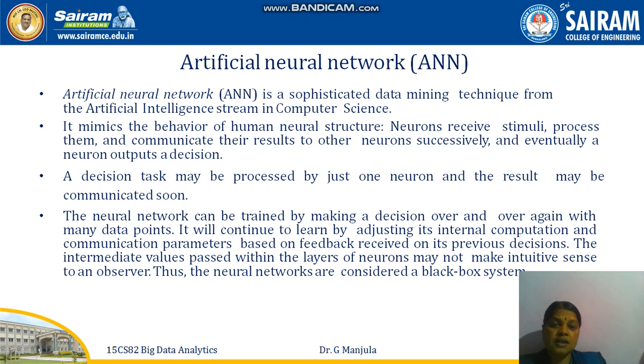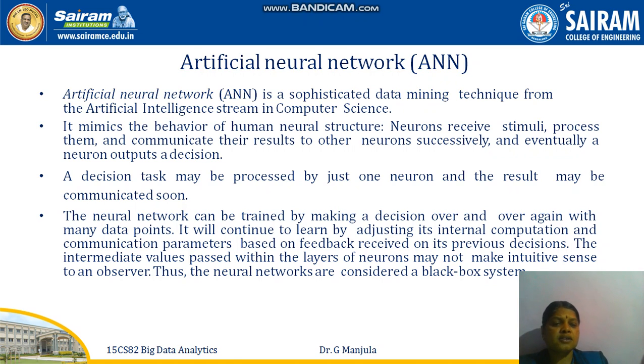Now we will move on to the artificial neural network. In an artificial neural network, one neuron processes and the result may be communicated to another. A neuron receives stimuli, processes them and communicates its results to the other neuron. It is just like pipes and filters. One neuron receives some work or task, processes it, and then communicates that result to another neuron.